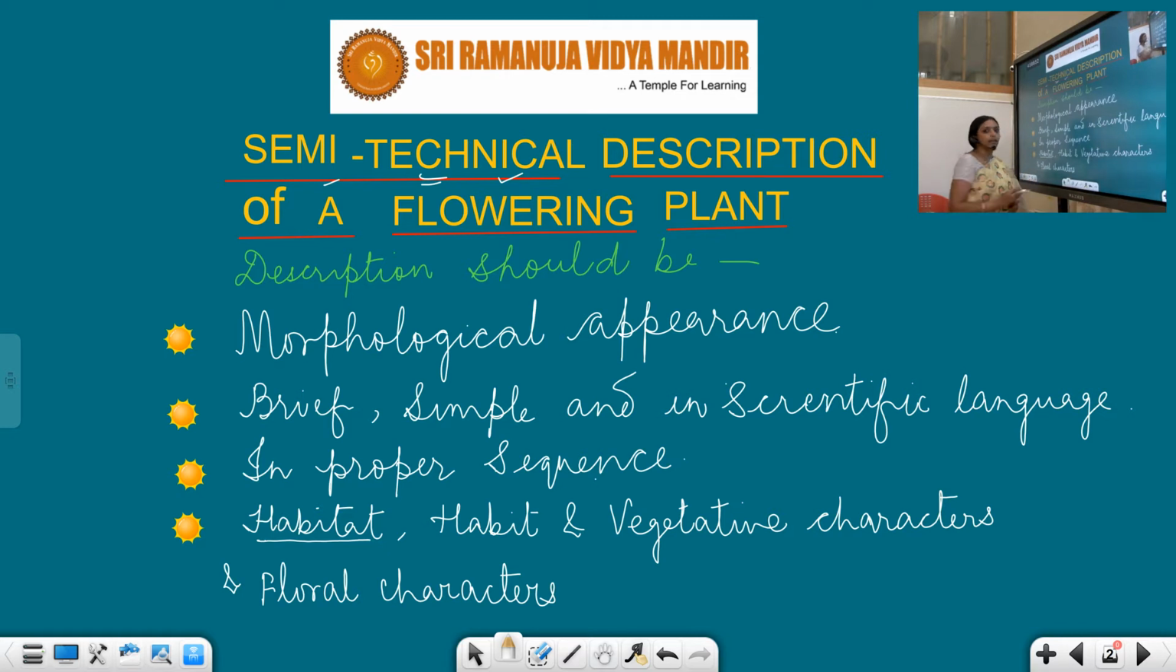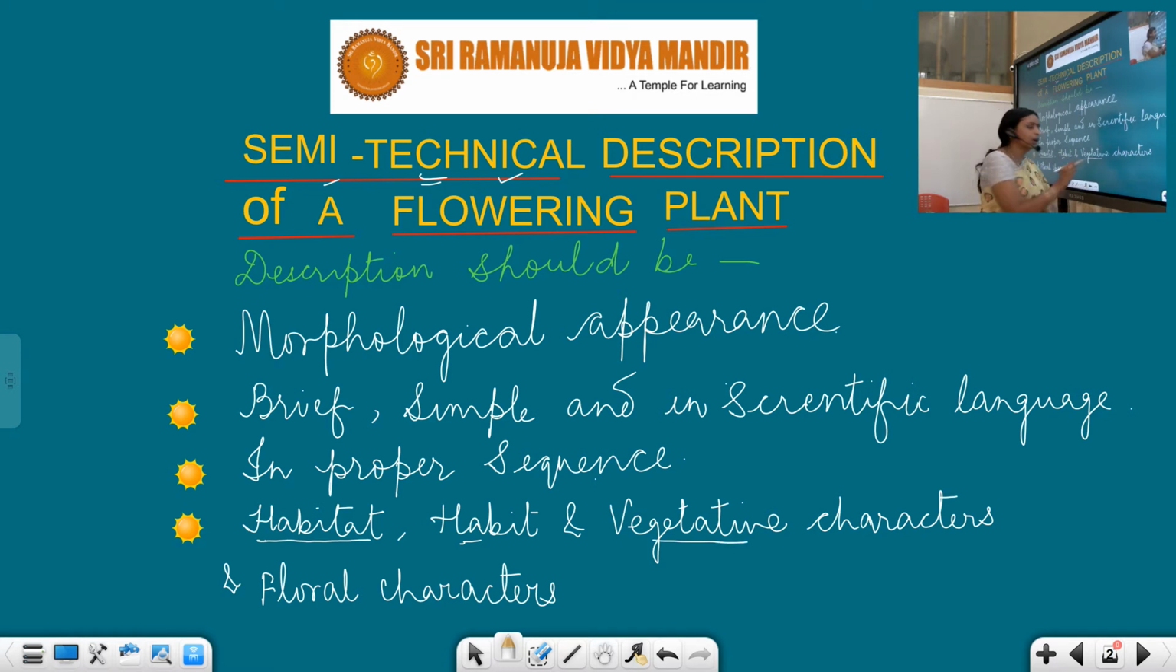Next to that comes habit. Habit means whether the given plant or twig is a herb or a shrub or a tree, a small tree or a big tree, or a twiner, or a tendril climber. All these things we describe in the habit. And next to habit and habitat, we see the vegetative characters. The vegetative characters are root, stem and leaves.